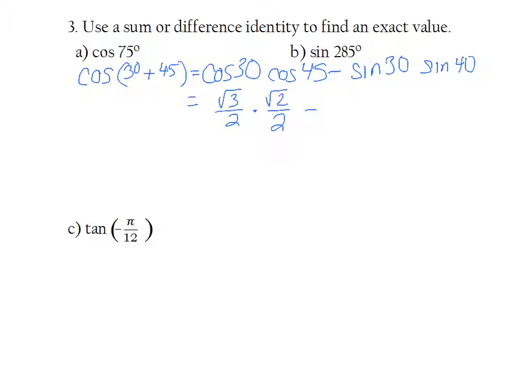The sine at 30. Oh, where did that 40 come from? That's a 45. And the sine of 45 is root 2 over 2.